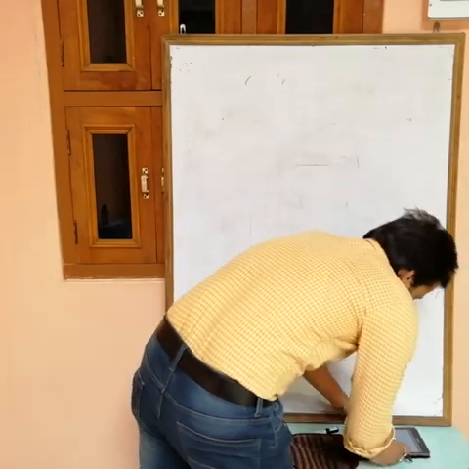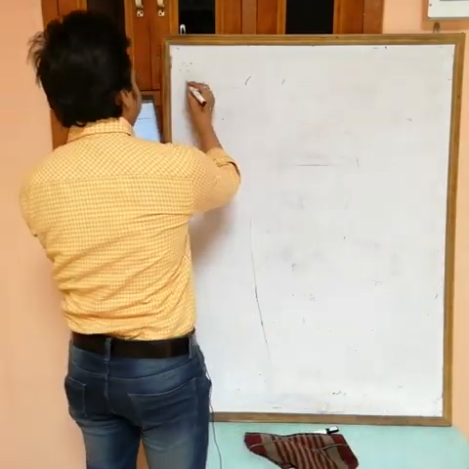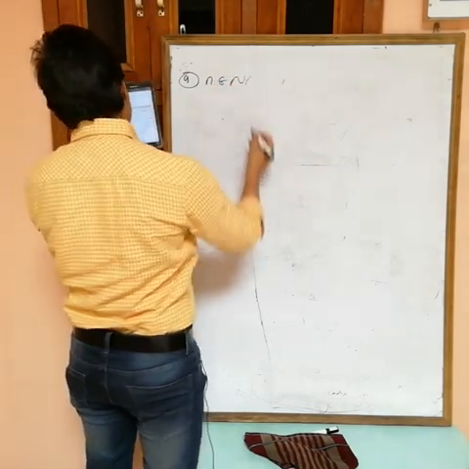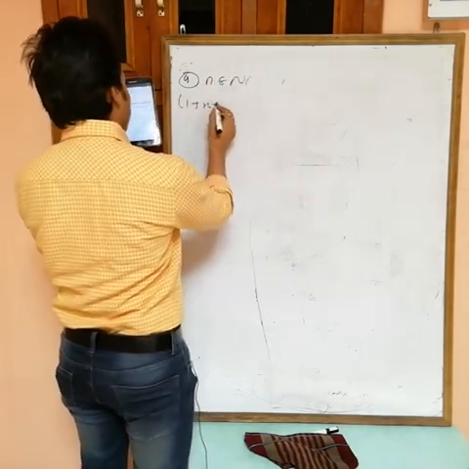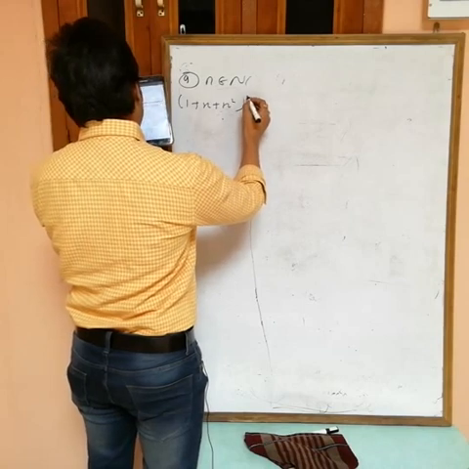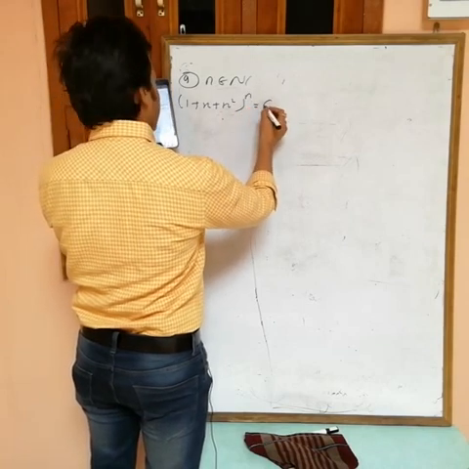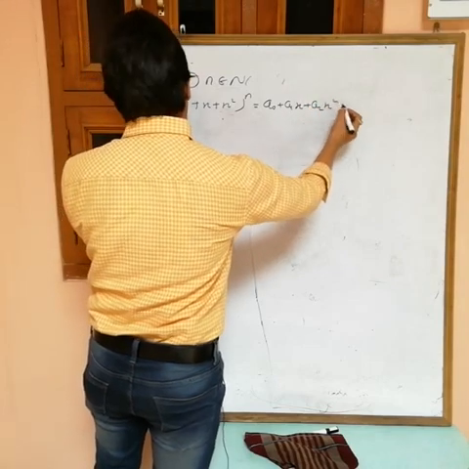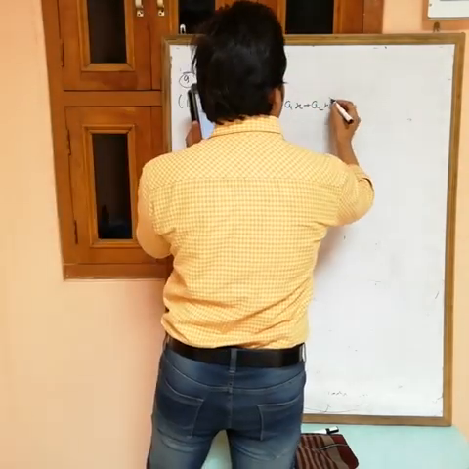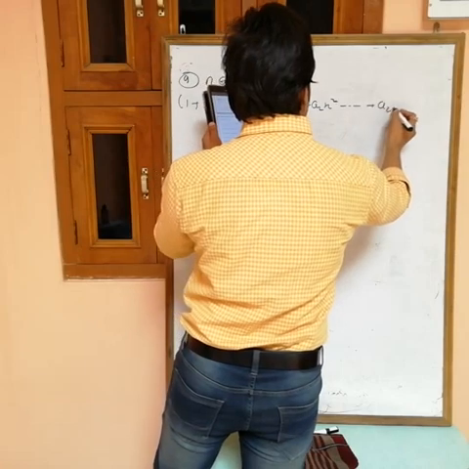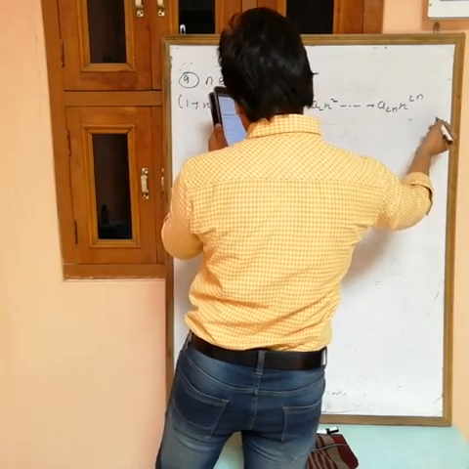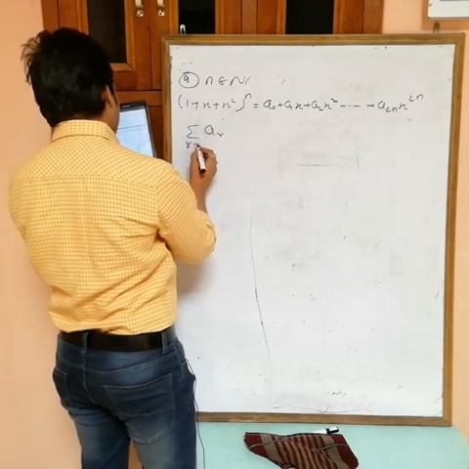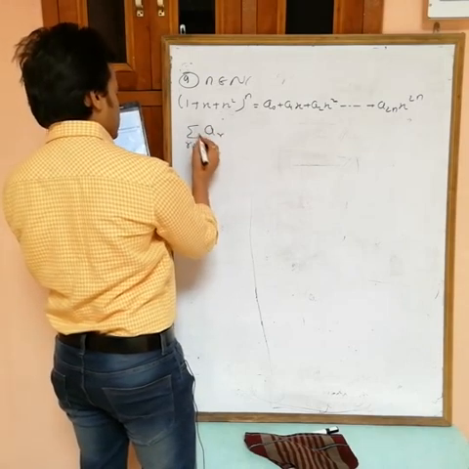Okay, so the 8th question is done. The 9th one. In the 9th one, it is given that n belongs to N and (1 + x²)ⁿ = a0 + a1x + a2x² + ... + a2n x^(2n). Then find the sum for r = 0 to 2n.